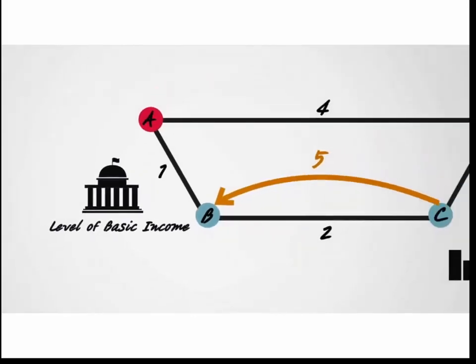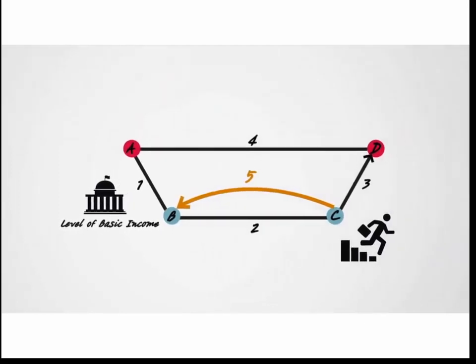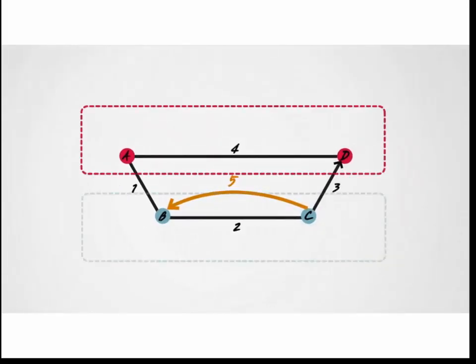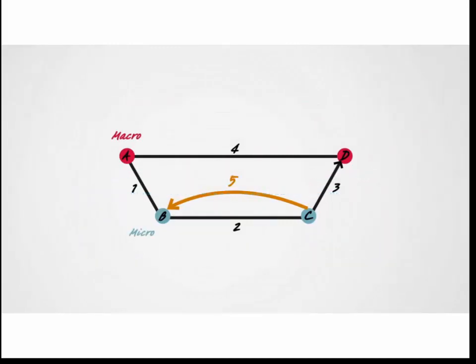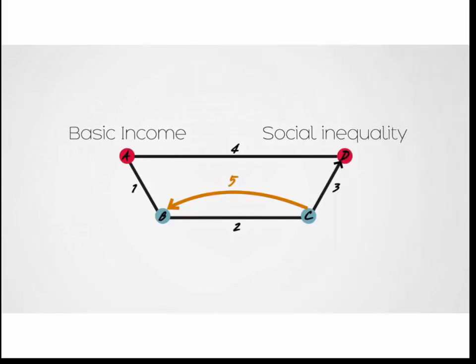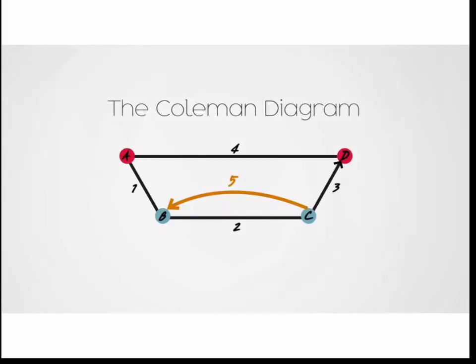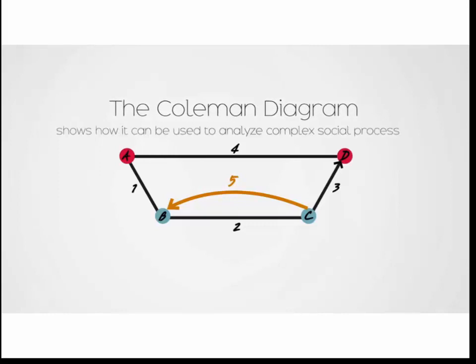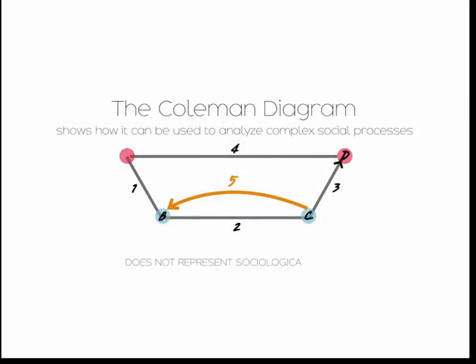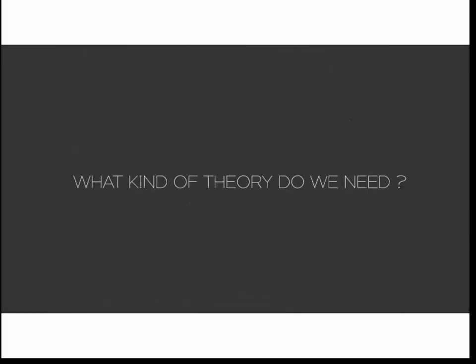These interdependencies make the social analysis both exciting and difficult. Only by understanding how they work is it possible to make sense of the micro-macro link. What is the effect of basic income on social inequality will depend on these details. This video has shown how the Coleman diagram can be used to analyze complex social processes. The diagram is not a summary of any particular sociological theory. It is a device for making it easier to see what kind of theories we need.